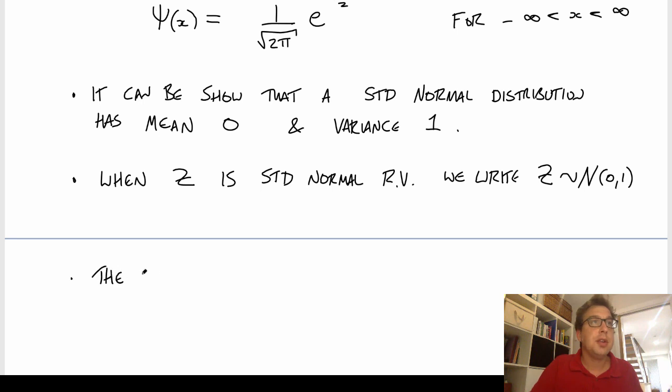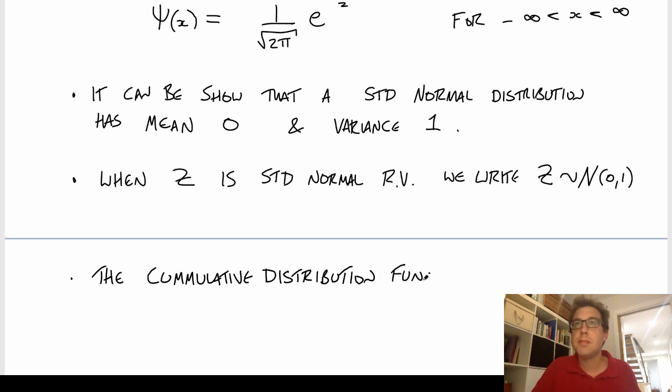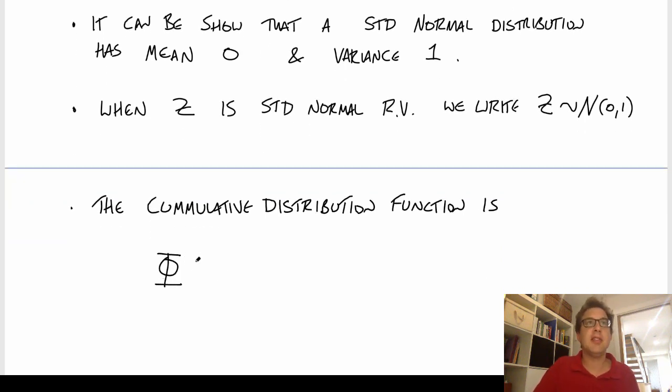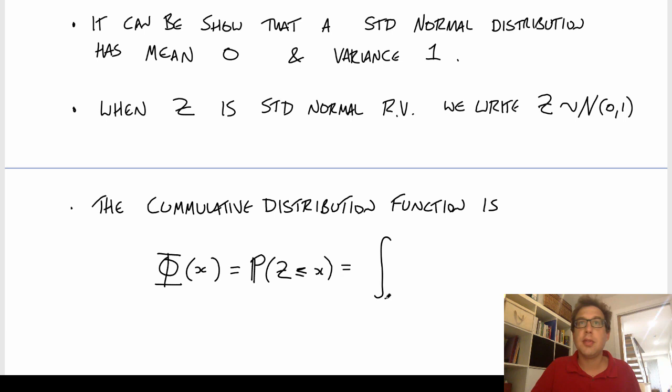The cumulative distribution function is then given by, we often use the notation phi. We were using capital F before, but for normals we tend to use phi of x, which is equal to the probability that this random variable Z is less than x, which is equal to the integral from -infinity to x of my probability density function. I'll use z's here, it's a little bit cleaner. So phi of z, for capital Z less than little z, is the integral from -infinity to z of 1 over square root of 2 pi, e to the minus x squared divided by 2, dx.